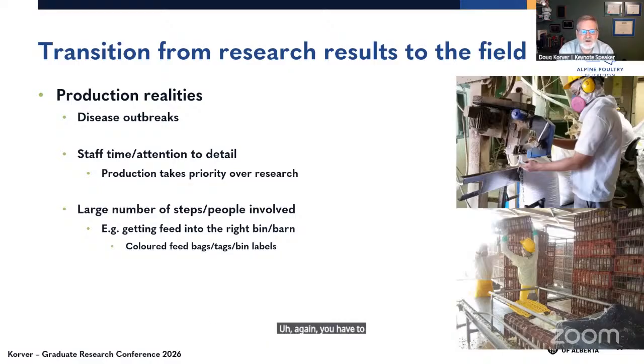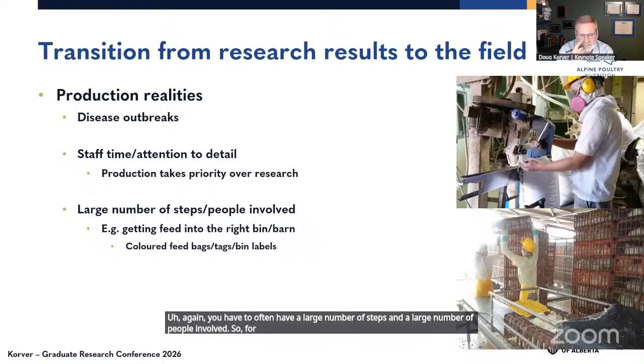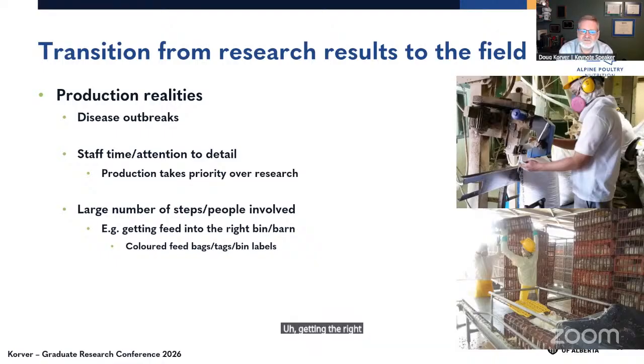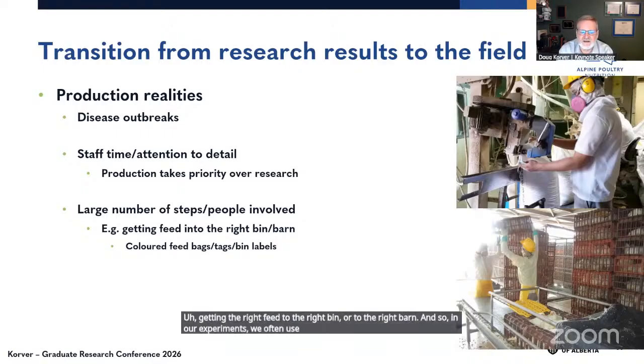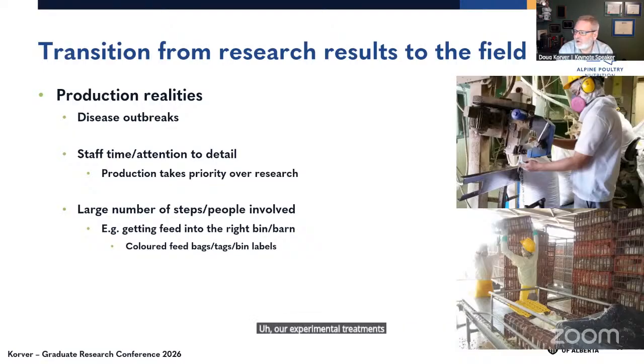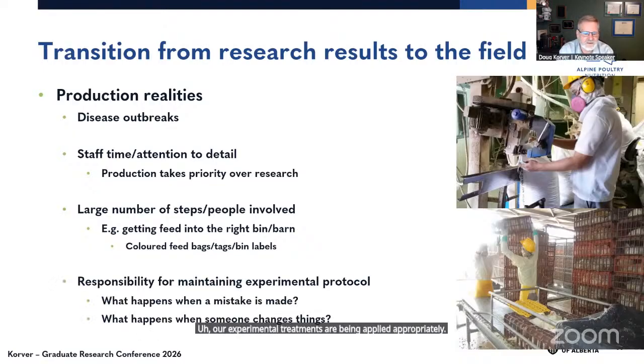Again, you often have a large number of steps and a large number of people involved. So, for example, getting the right feed to the right bin or to the right barn. And so in our experiments, we often use colored feed bags or tags or bin labels to make sure that our experimental treatments are being applied appropriately. And then we need to make sure that there's a clear chain of command for maintaining the experimental protocol.